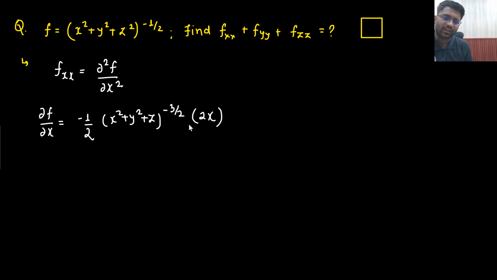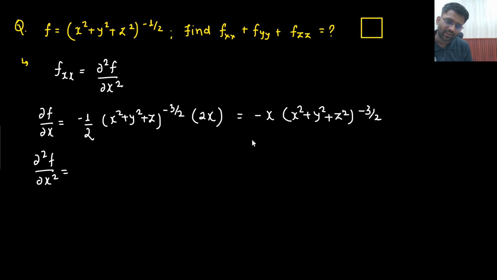Now I need to find out, now 2 and 2 is getting cancelled out, let's write down in a better manner. 2 and 2 is getting cancelled out, right, and you are getting minus x square plus y square plus z square to the power minus 3 by 2. Now again you need to differentiate, one more differentiation we need to do. So minus sign I will take common inside, first as it is, then differentiation of this thing.